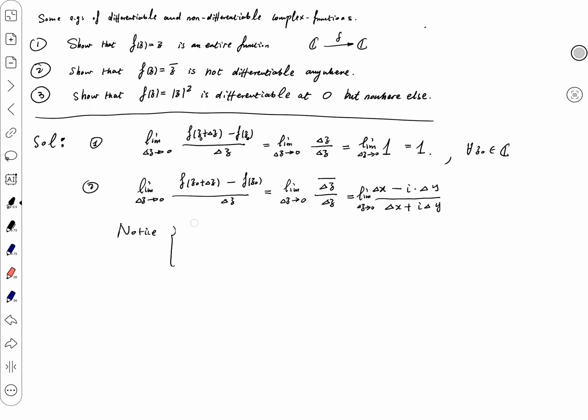But also notice that if we first take delta x equals 0 and then delta y, this equals minus 1, while if we first take delta y equals 0 and then delta x, this is 1. And so it can never be differentiable at any point.